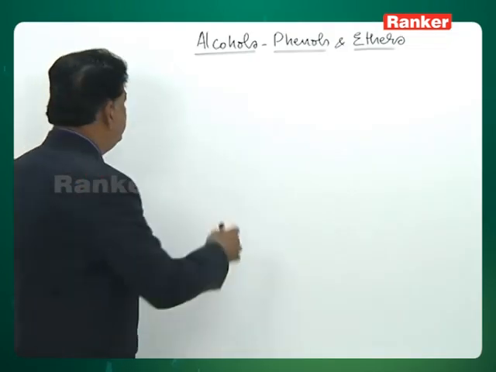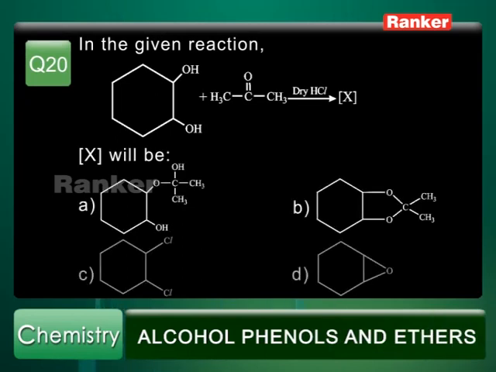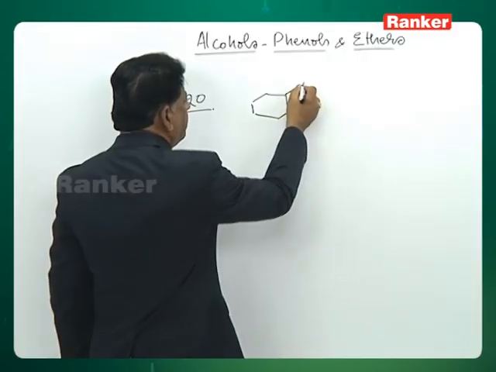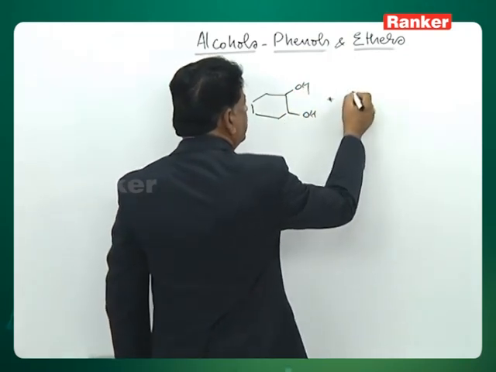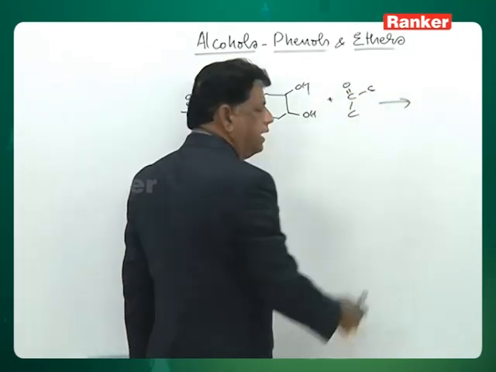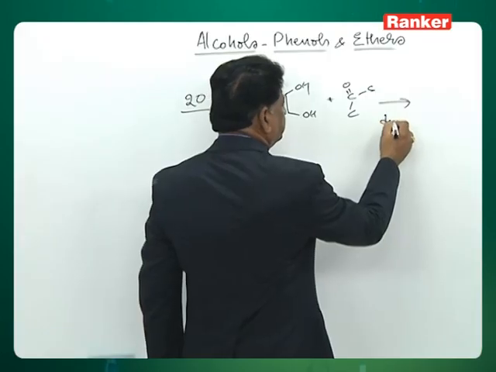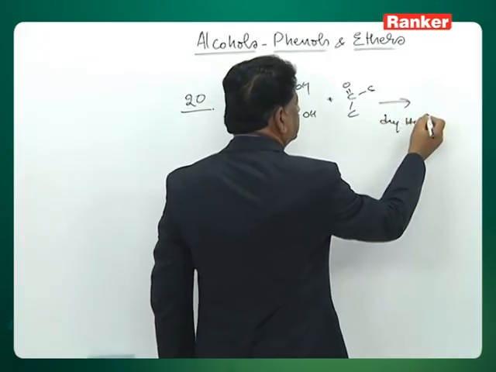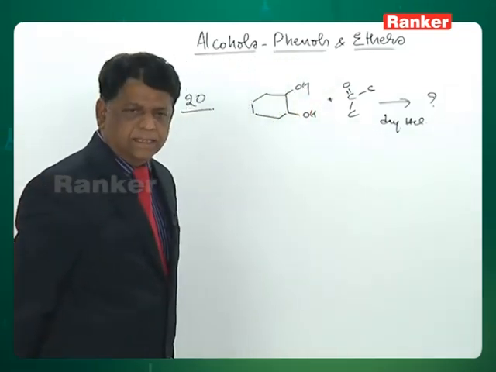So let's go for the 20th question. In this question, a compound containing 2 OHs side by side is treated with acetone. Acetone is a carbonyl group containing the 2 methyls, and then dry HCl is added in order to get a product. The product is asked here.